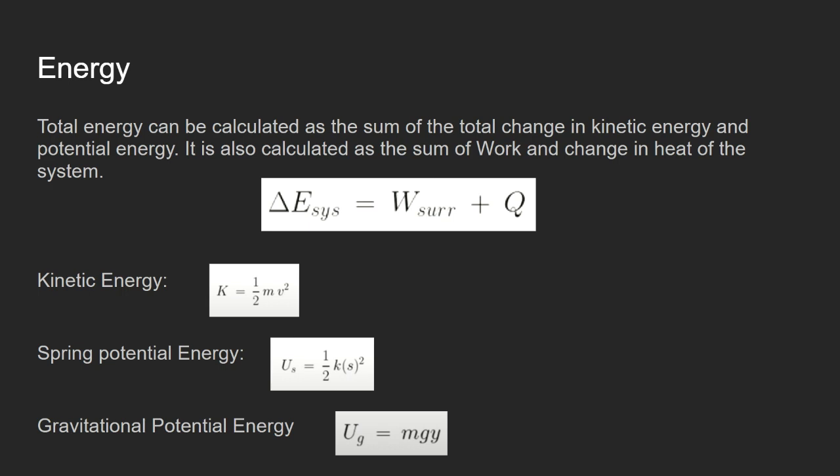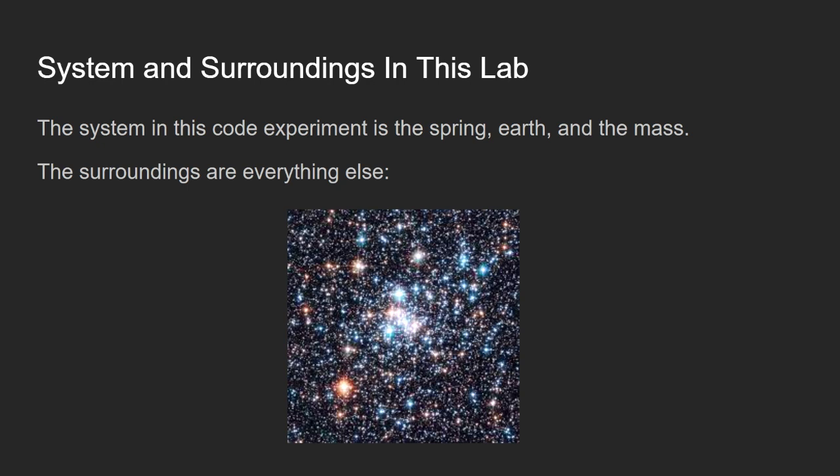Spring potential energy is 1/2 ks squared, where s is the stretched or compressed length minus the relaxed length of the spring. The gravitational potential energy is mgy, so the change would be mg change in y, or the change in height, and this can only be used for objects close to the surface of the Earth. For the system and surroundings in this lab, the system is the spring, Earth, and the mass. The surroundings are everything else, but can be thought of as just nothing.